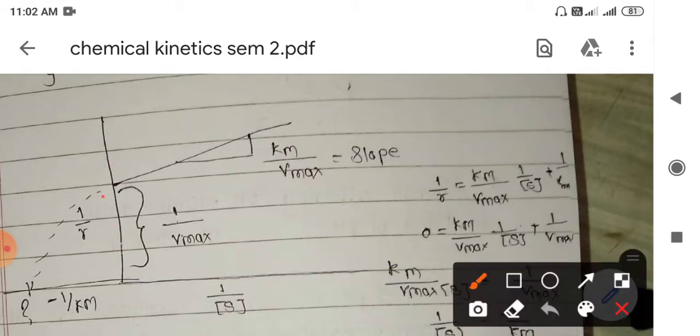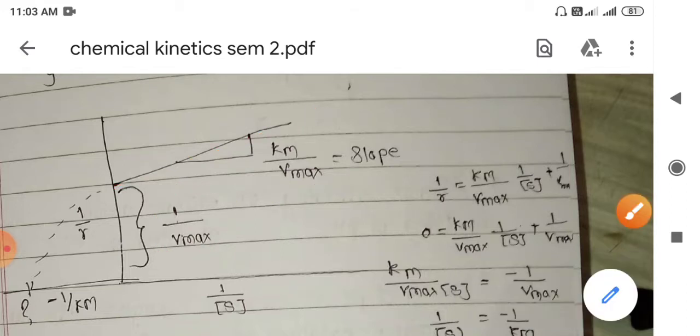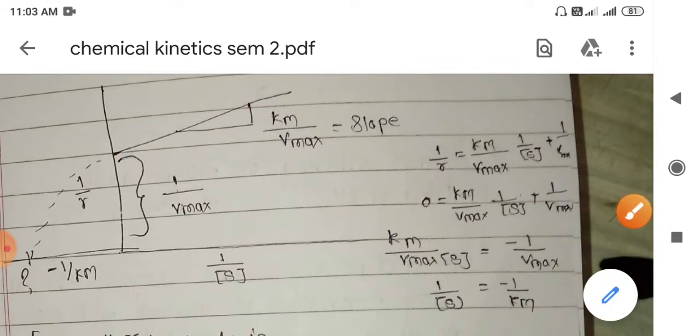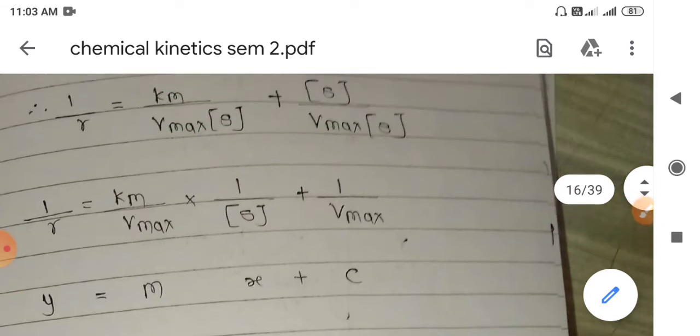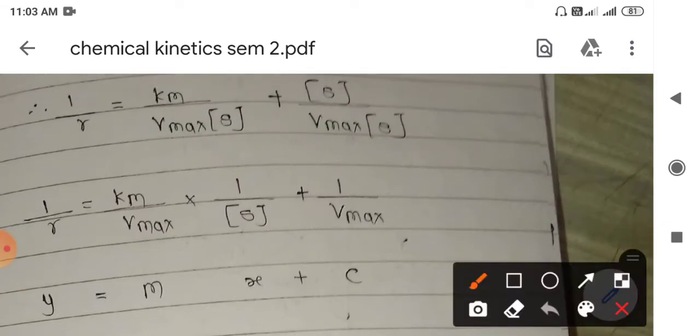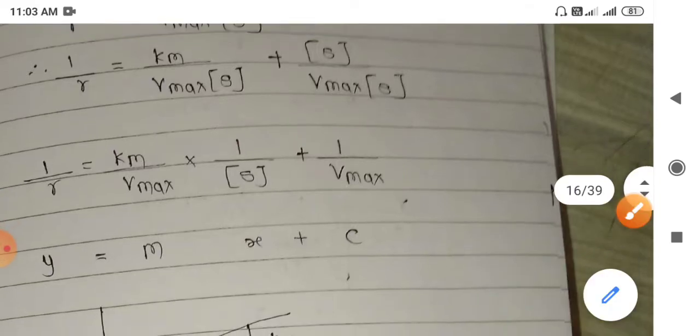So we will get a graph with a positive slope, which is Km upon Vmax, and the y-intercept of the given equation is 1 upon Vmax. This is the standard form for the y-intercept. So the y-intercept of the given equation comes out to be 1 upon Vmax.